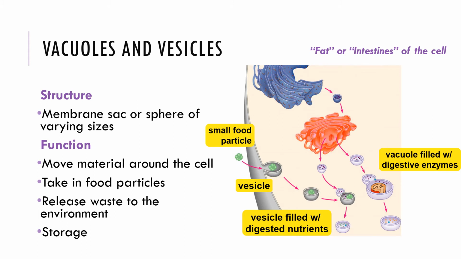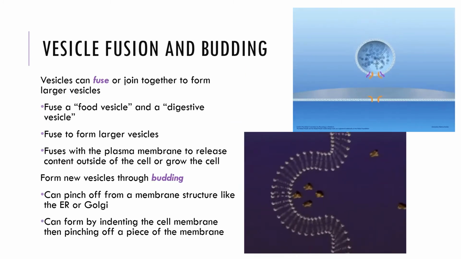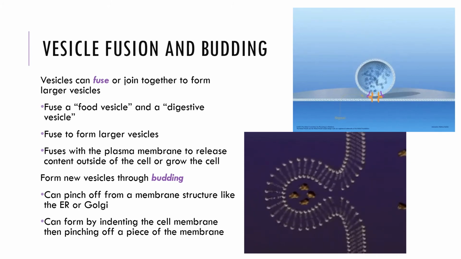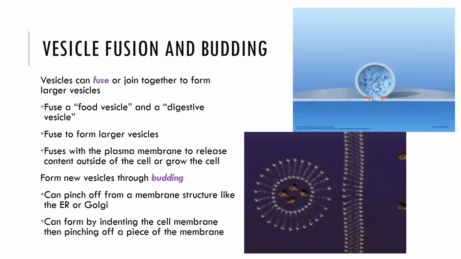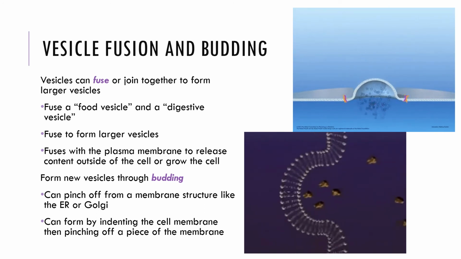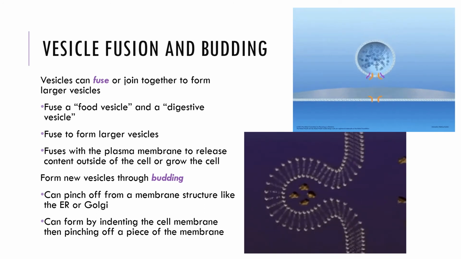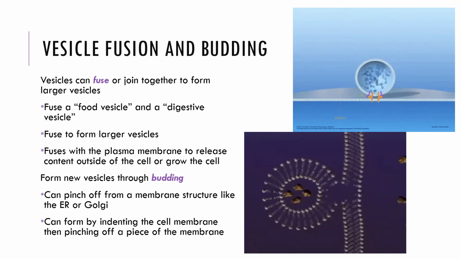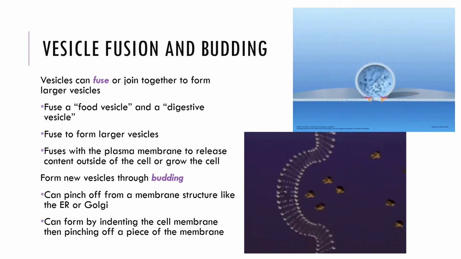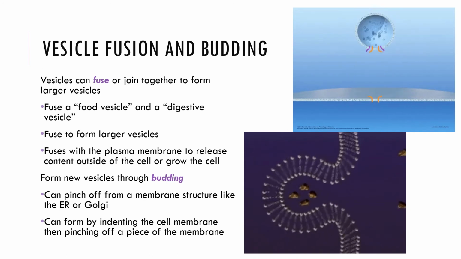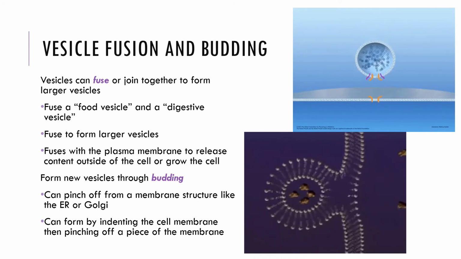Their job can be to hold food particles or waste. It can be to transport proteins. It can be to hold enzymes that are going to break down materials. It just depends. Now, since vesicles are made of the same material as the cell membrane, the nucleus, the Golgi, or the ER, they can all fuse together. So vesicles fuse to form larger vesicles, they can fuse to the cell membrane itself, and the process of forming new vesicles is called budding.